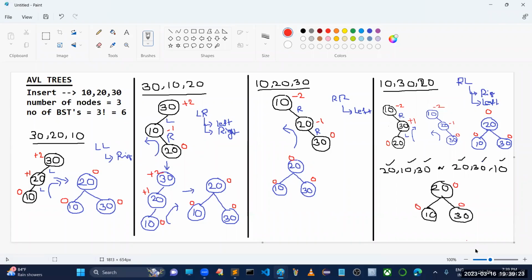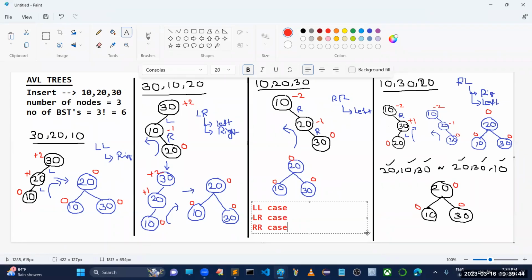So like this, we have to do these rotations. In this, mainly we discussed how many types of rotations? We have seen the LL case. Next, the LR case. Next, the RR case. And next is the RL case. These are the different cases that we have in our AVL trees. I hope you people got very clear clarity about this one.